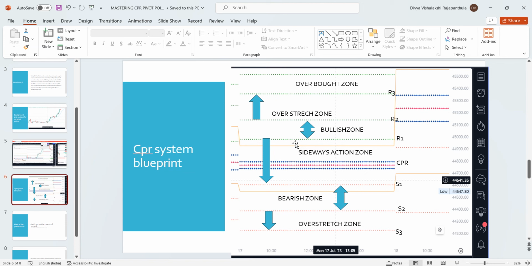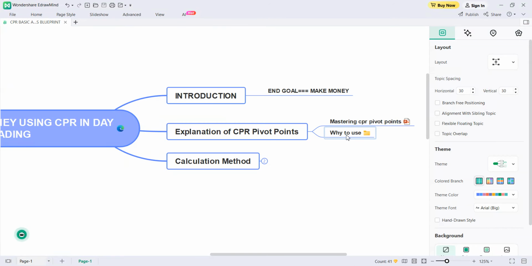Most of the CPR traders will enter once the price breaks above this level. Okay, I'm going to explain this deeper in this video. Let's go to the mind map again. This is the overview. This is the blueprint. Now see here, why to use this?